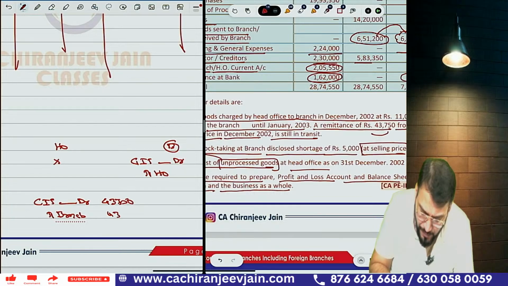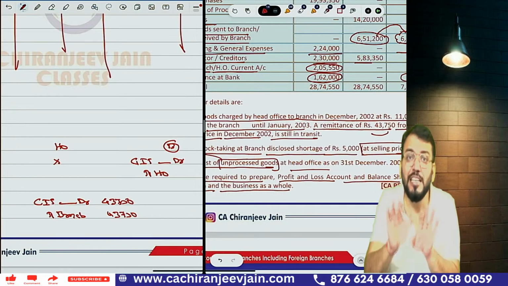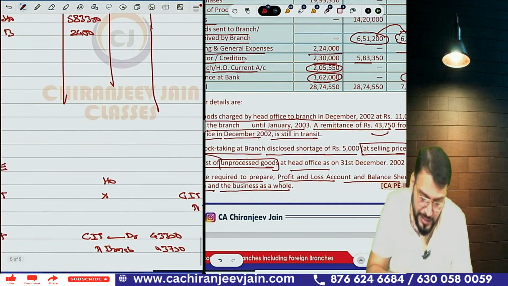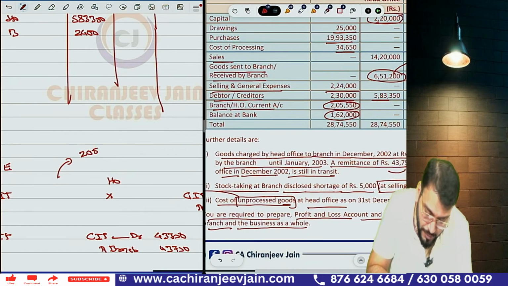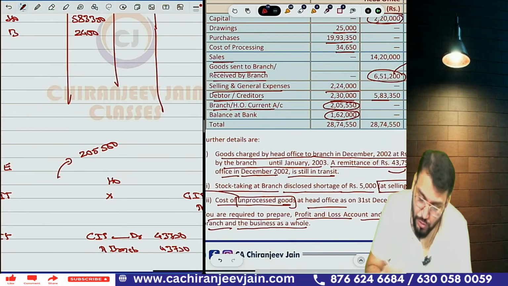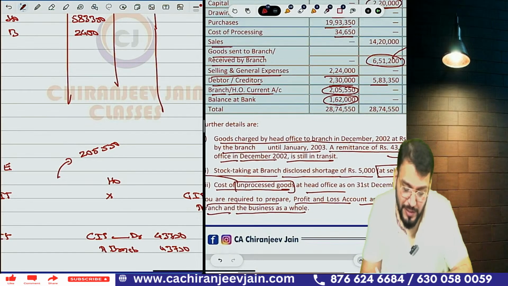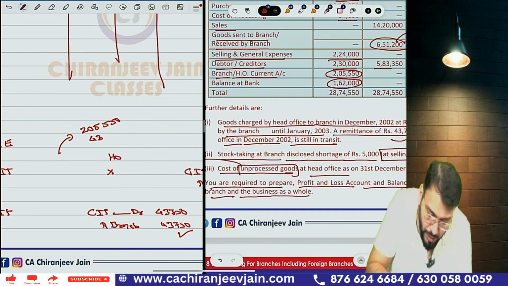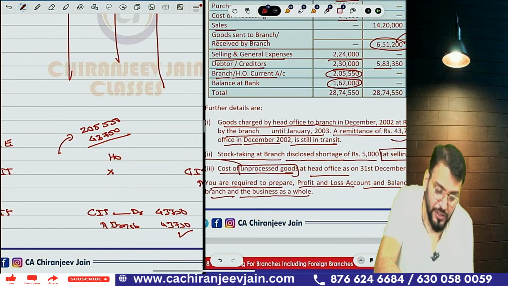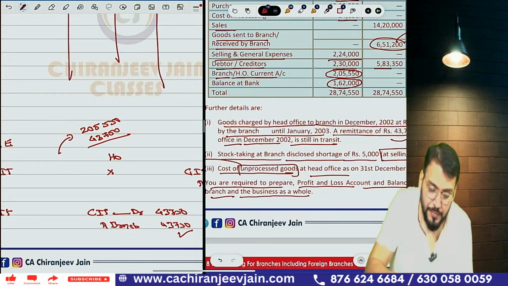After these two journal entries, because there are two reconciliations, your HO account and branch account should be reconciled. Let's see, it should be 100% reconciled, but let us check. What was the branch account? It was 2 lakh 5,550, with a debit balance. And you can see branch was credited by 43,750. So we'll minus 43,750. After minus, how much is it coming? 2 lakh 5,550 minus 43,750. How much is it coming?